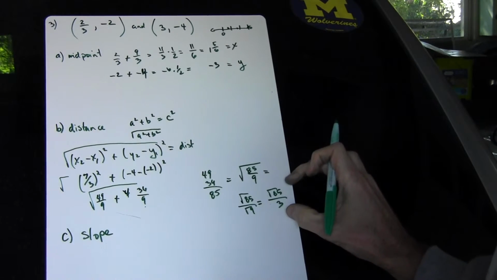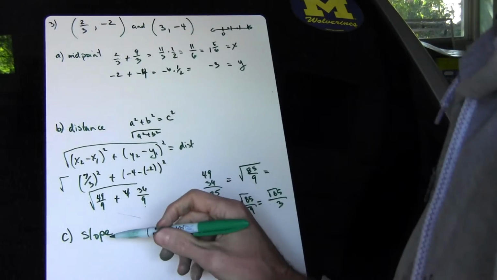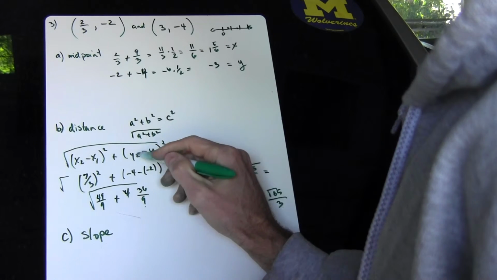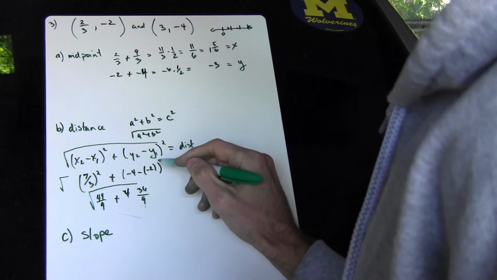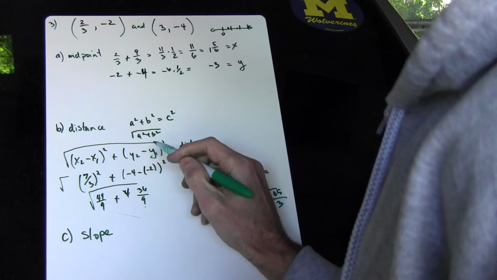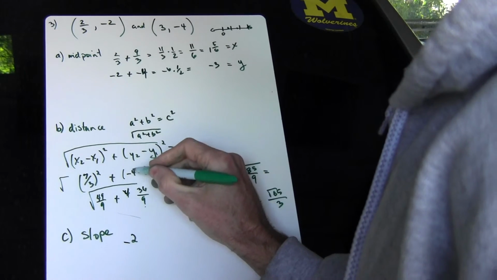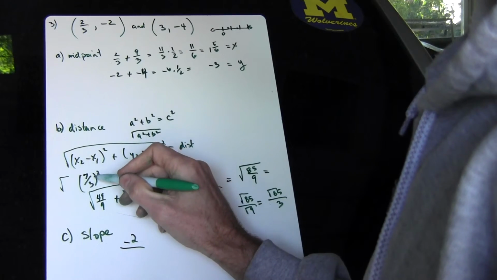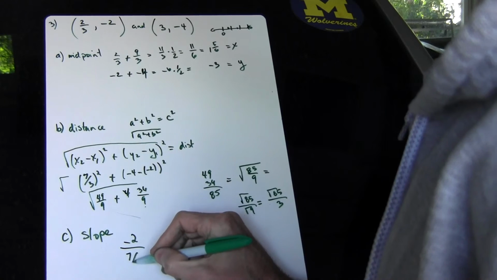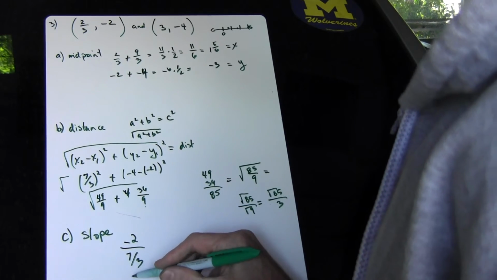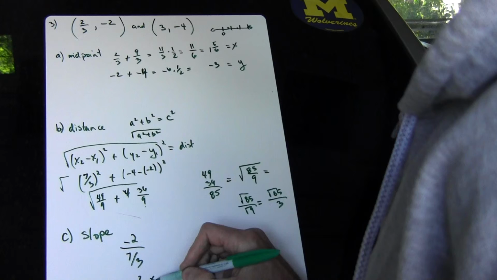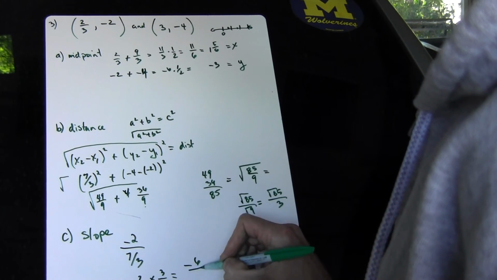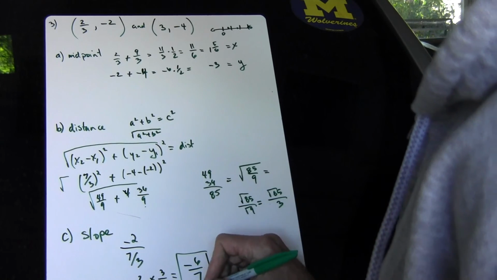So that's your distance. And then your slope is just simply rise over run. The rise we already calculated: y2 minus y1, -4 minus -2, is negative 2, right? Negative 4 minus a negative is plus. And the run we decided was 7/3. So it's negative 2 divided by 7/3, which is really negative 2 times 3/7, which would be negative 6/7 for your slope.